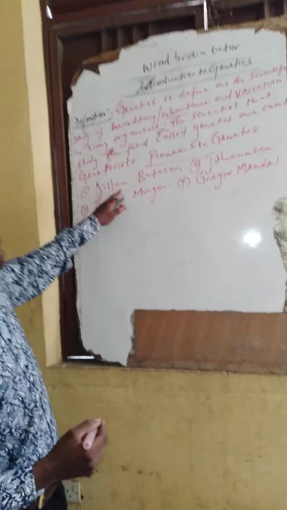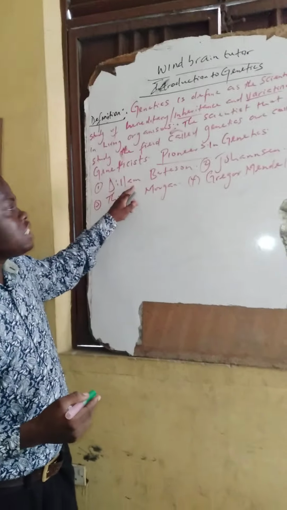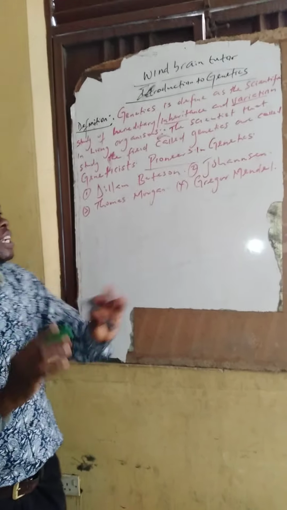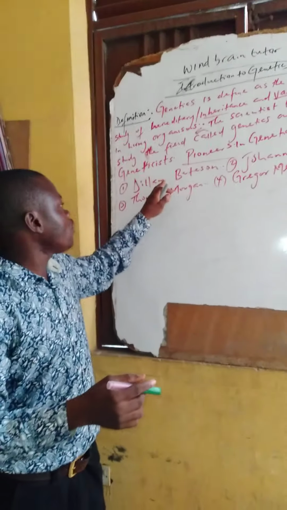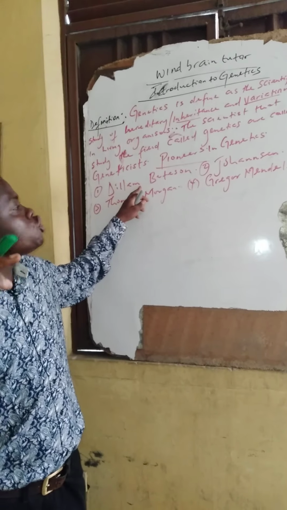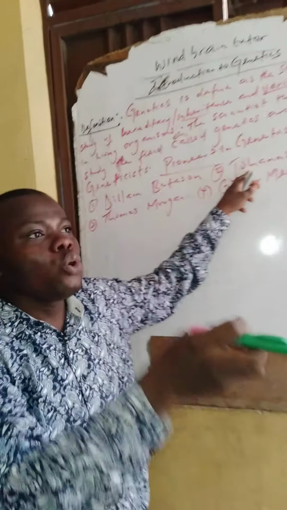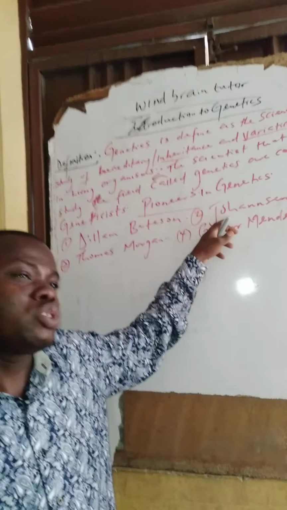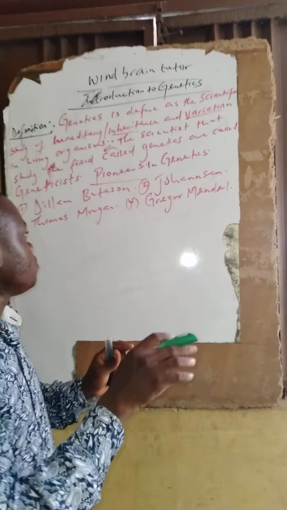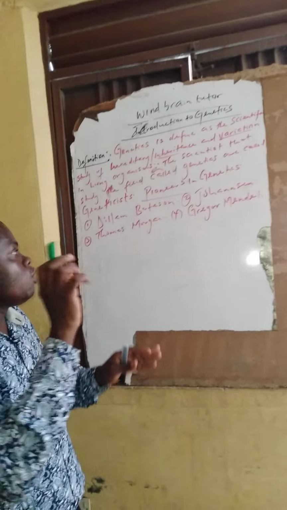This man called Bateson is the first man that coined the word genetics, in 1902 or so. He is the first man that used the word genetics. This Johannsen is the one that located the position of a gene on a chromosome. The position of what? Gene on chromosome.